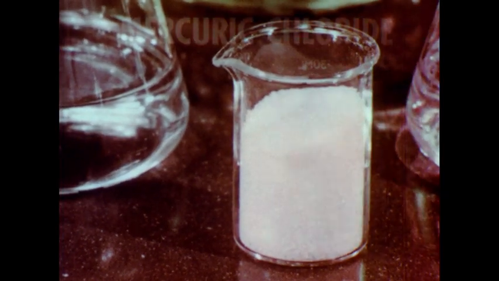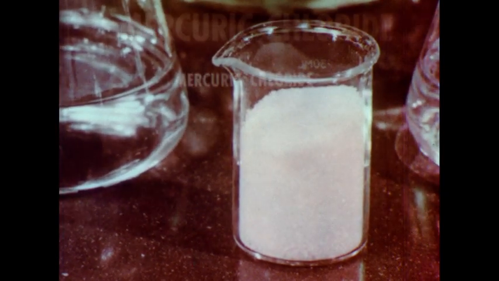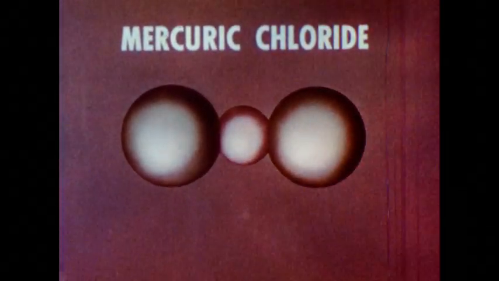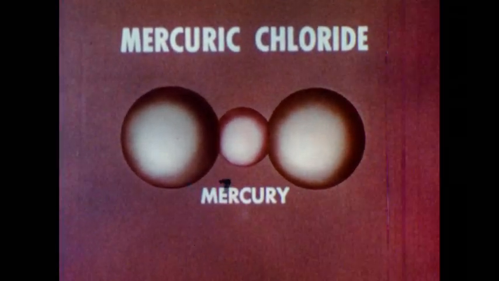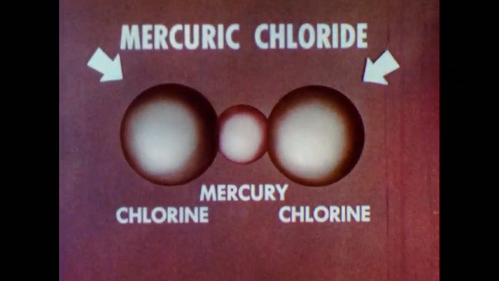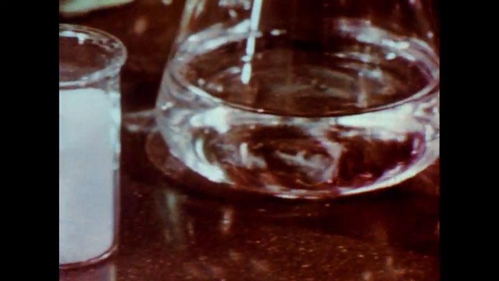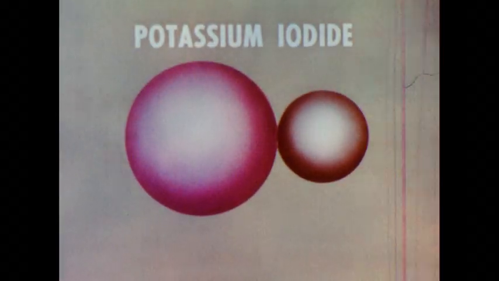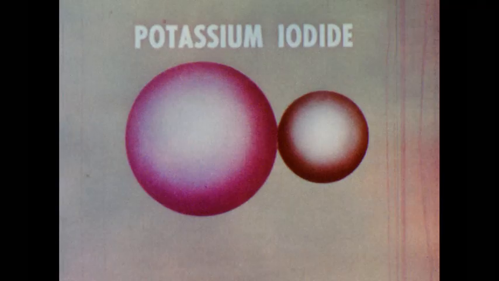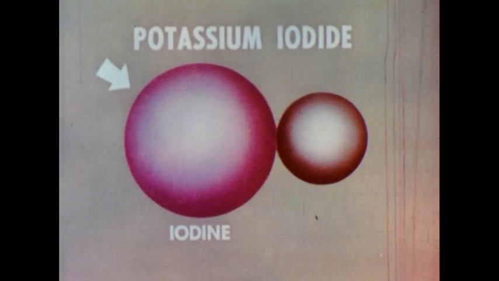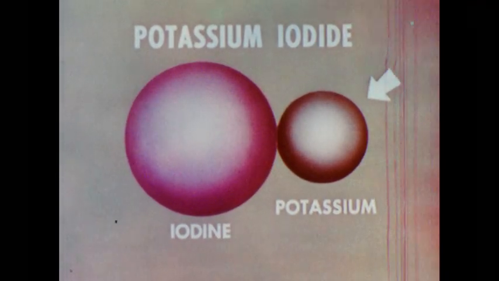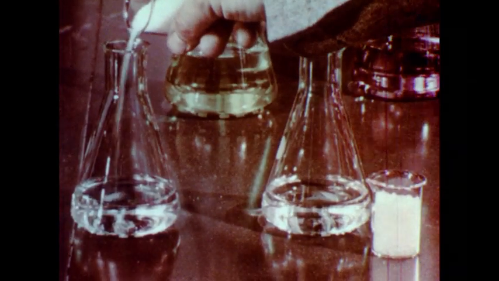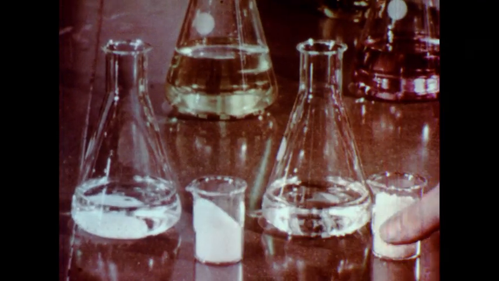This material is called mercuric chloride. A mercuric chloride molecule is made up of 1 atom of mercury and 2 atoms of chlorine. This other material is potassium iodide. A potassium iodide molecule is made up of 1 atom of iodine and 1 atom of potassium, which is a type of metal. Now we'll dissolve the mercuric chloride and the potassium iodide in water.